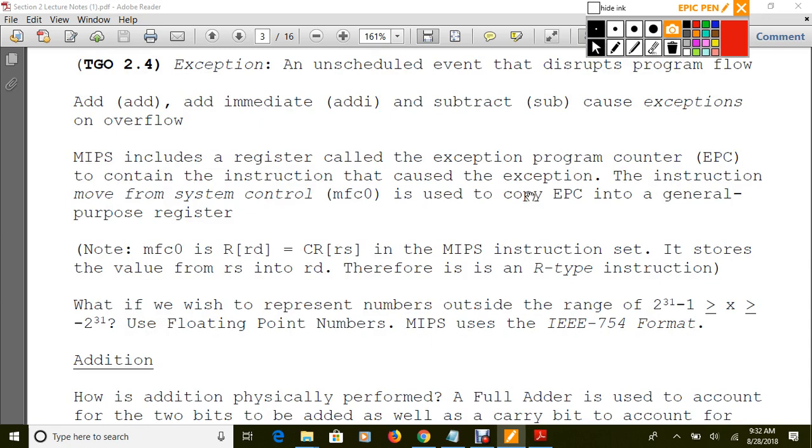The exception program counter, we have the current status of the program, and we then have the move from system control, MFC0, which we're going to discuss in a little more detail. But the whole idea is we take the current register and it stores the value from the specific source registers into the destination registers, and we want to be able to indicate what the instruction type was, what the instruction actually was that caused us this error, what happens that caused the unscheduled event. If we had an overflow we can't account for.